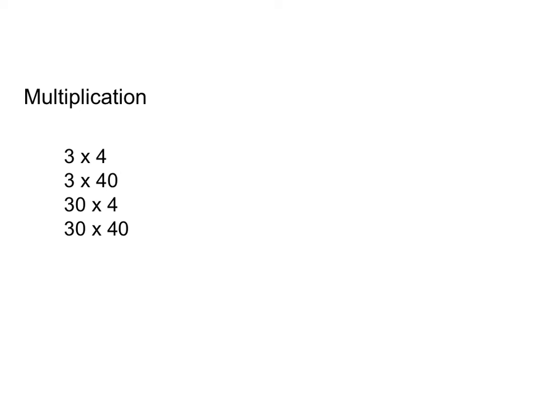Our last one of these, 3 times 4 is equal to 12. 3 times 40, or 3 times 4 tens, is equal to 12 tens, or 120. 30 times 4, or 3 tens times 4, which is again just the reverse of what we just did, is equal to 12 tens, 120. And 30 times 40, 3 tens times 4 tens is equal to 12 hundreds, or 1,200. That's the end of Fluency Module 3, Lesson 22.